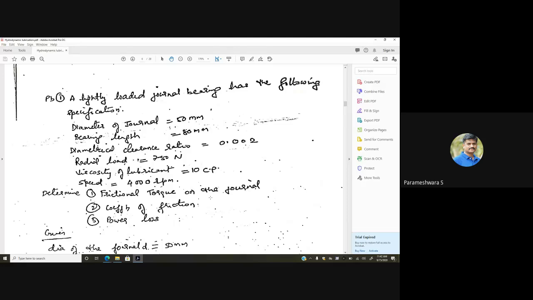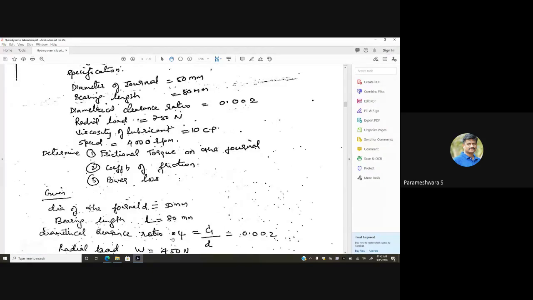So, a lightly loaded journal bearing. They have mentioned that it is lightly loaded, and it has the following specification. Diameter of the journal is 50 mm, and the bearing length is 80 mm. L is 80 mm, D is 50 mm. Diametrical clearance ratio, that is psi, is the ratio of capital C to D. It is 0.002.